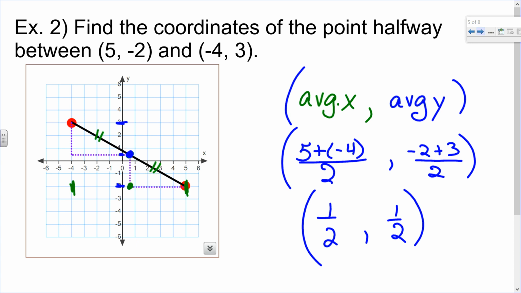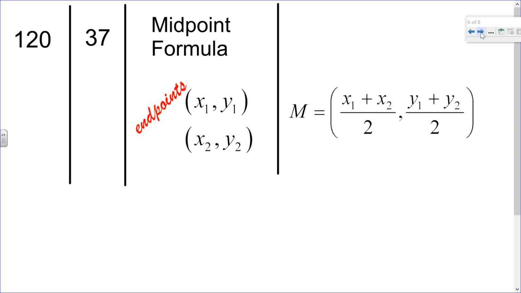And so that is the final formula for us for today, to add to your formula list, that when you want the midpoint, you get the average x, comma, the average y. You add and divide by 2. And again, don't forget parentheses and comma. Midpoint is a point.